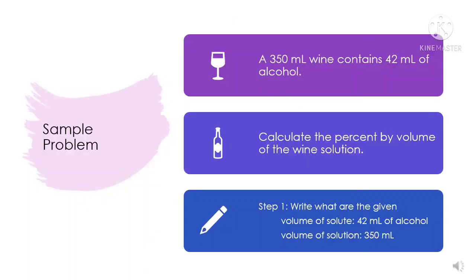Let's proceed to percent by volume. We have a sample problem here. A 350 ml wine contains 42 ml of alcohol. Calculate the percent by volume of the wine. Step 1, write what are the given. The volume of solute is 42 ml of alcohol and the volume of solution is 350 ml.